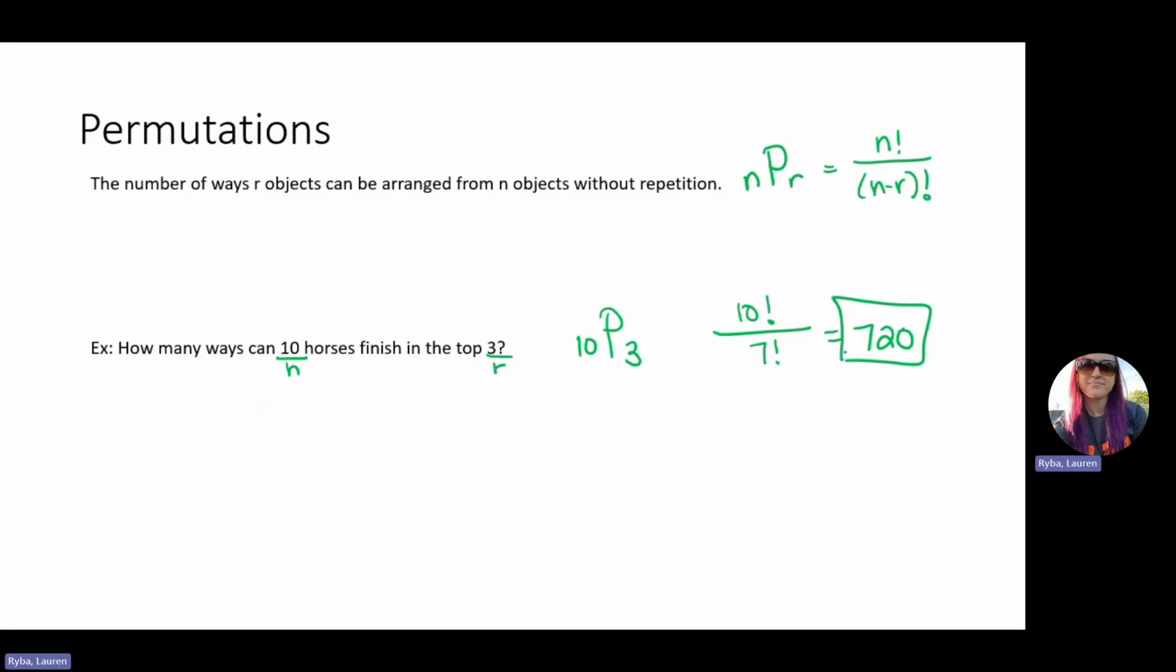That's not the only way I could have solved this problem. Because I'm arranging things, I have first place, second place, third place. If there's 10 horses, there's 10 potential options for first place. Once that horse is determined, there's 9 remaining for second place. Once first and second place are taken, that leaves 8 remaining for that third spot, which is the same 10 times 9 times 8, the same 720 that we got with the formula.